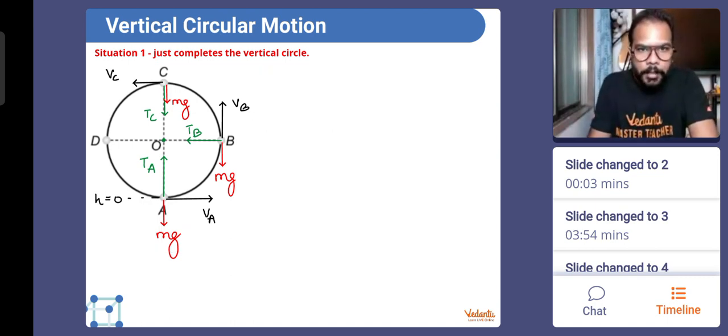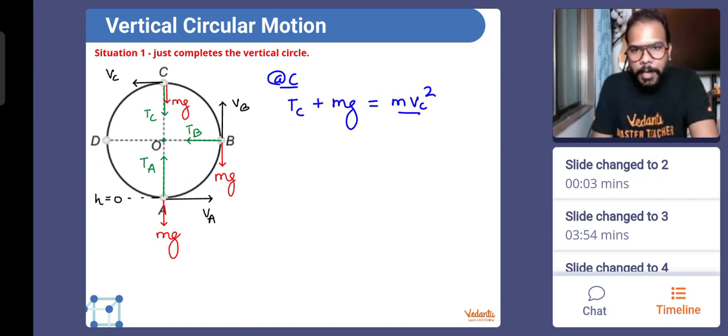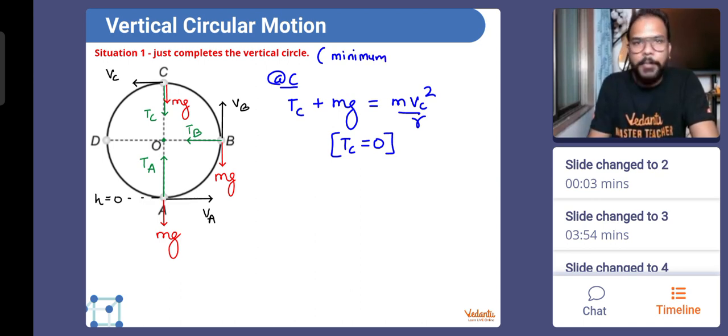So all of you look at the three situations. Okay, so at C, we have written the equation earlier also: TC plus mg is equal to mvc square by r. And what we saw is that the value of TC will be equal to 0 for the minimum case, obviously for the minimum case. Okay guys, this is the minimum case, we cannot define a maximum.